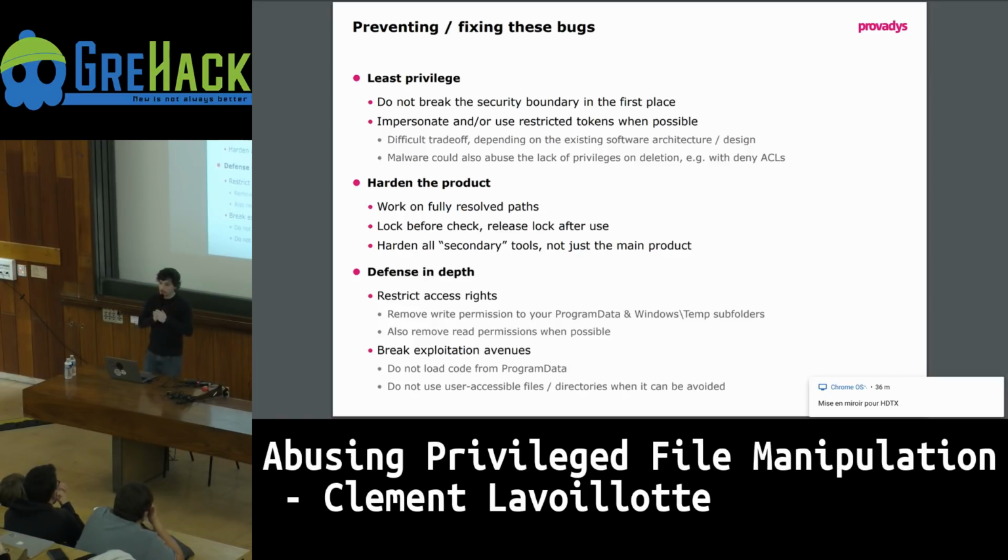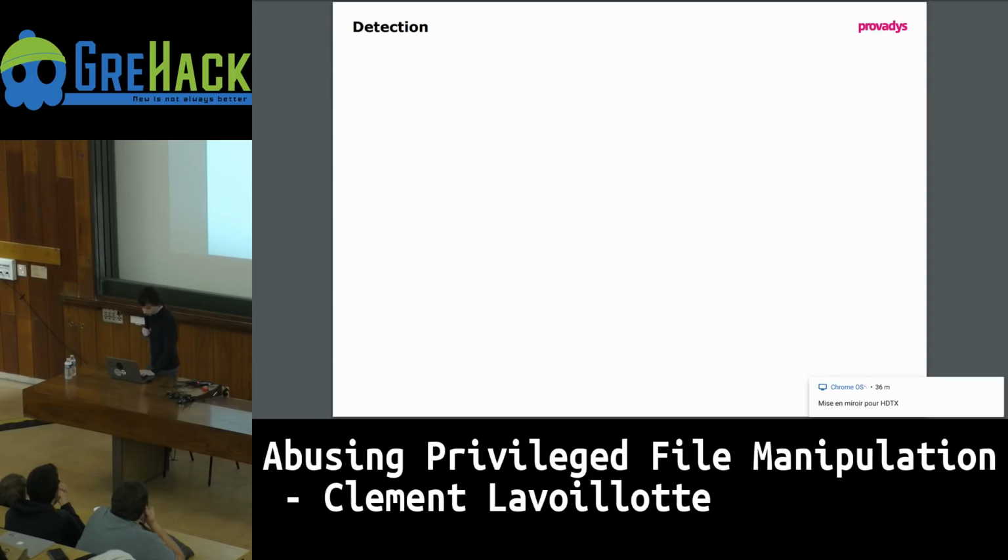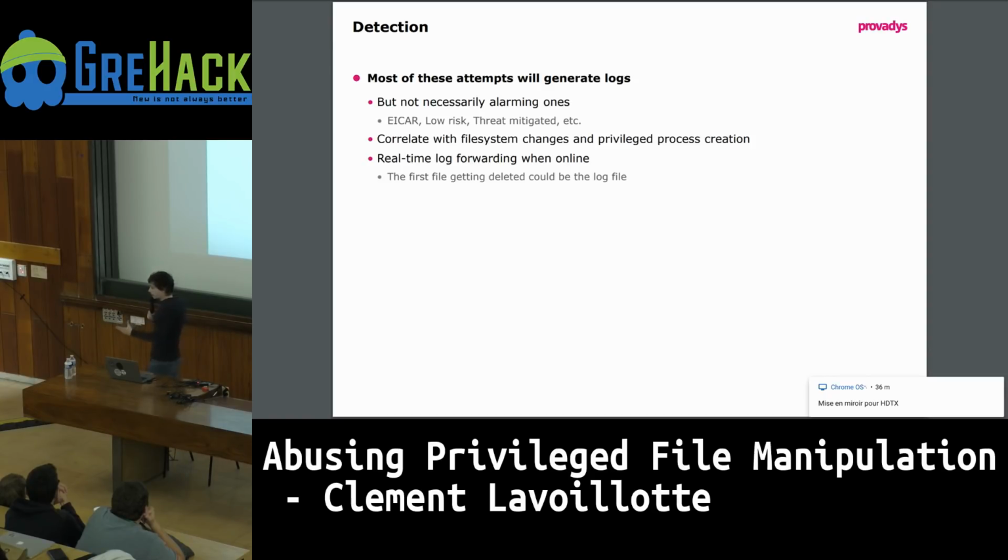And for defense in depth, you can also try to reduce access rights and not do dangerous stuff like loading code from ProgramData subdirectories. Of course, all of these actions will create logs. Well, the attacker can try to maybe use the same bug to delete the log files or stuff like that. But if you have proper forwarding, you can correlate this log with other file system activity to try to detect this stuff.